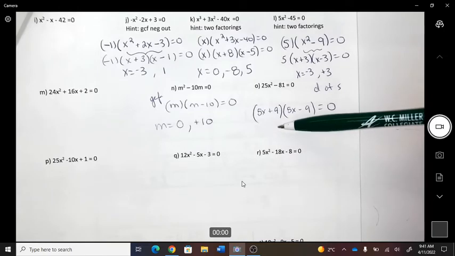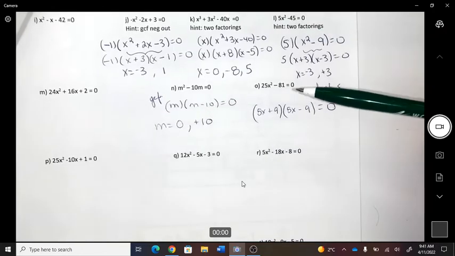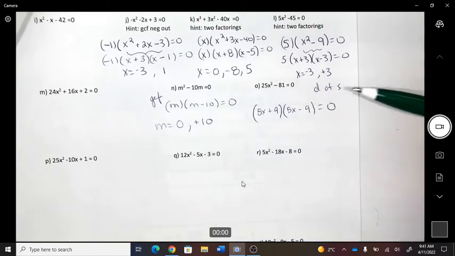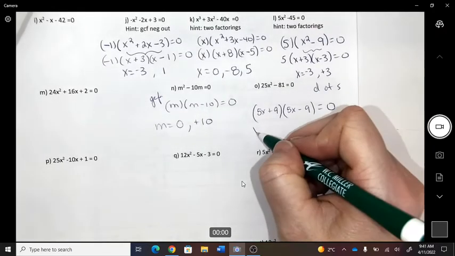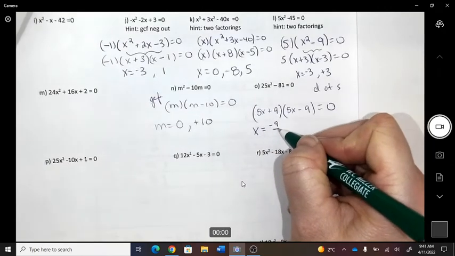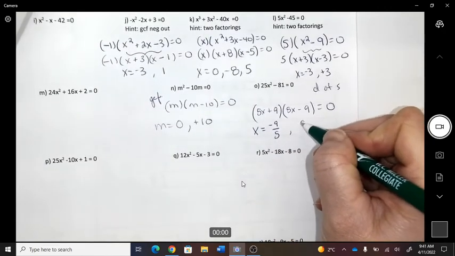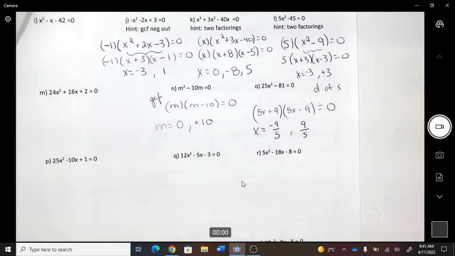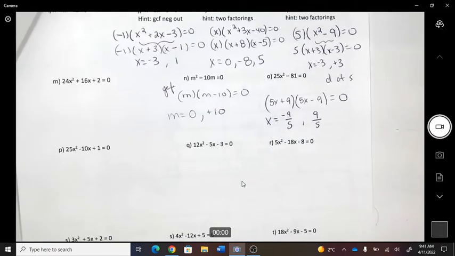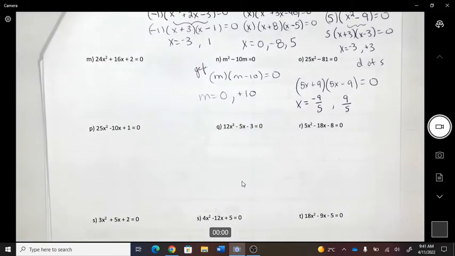Now, do you remember how to answer these? Because these aren't just -9. What do you do with these type? You do opposite divide, right? When you see something like this. So -9 over 5, +9 over 5. Okay, the rest are complex.